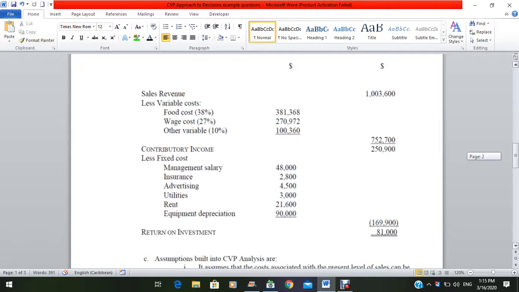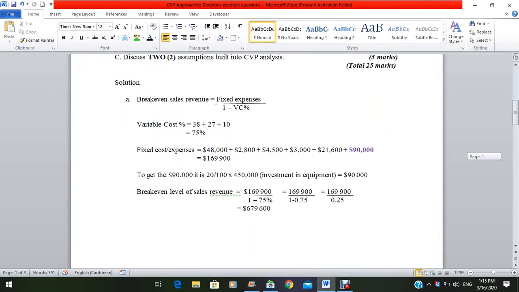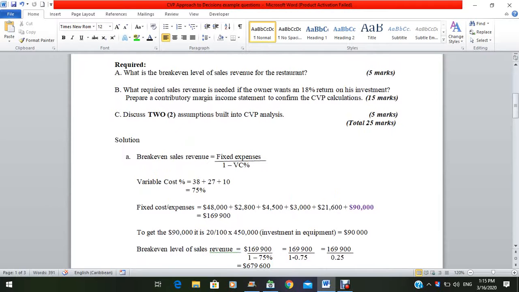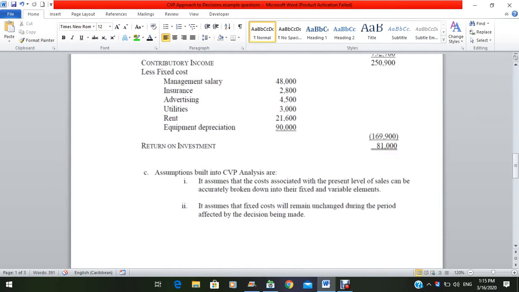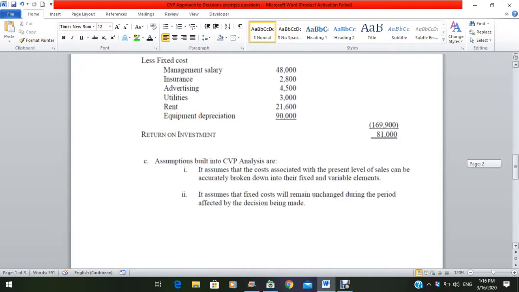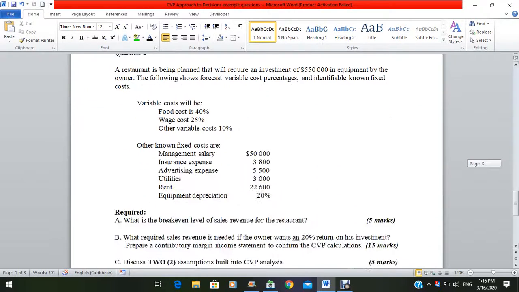The last question on this document says: discuss two assumptions built into CVP analysis. There are a few right here. One, it assumes that the costs associated with the present level of sales can be accurately broken down into their fixed and variable elements. Two, it assumes that fixed costs will remain unchanged during the period affected by the decision being made.